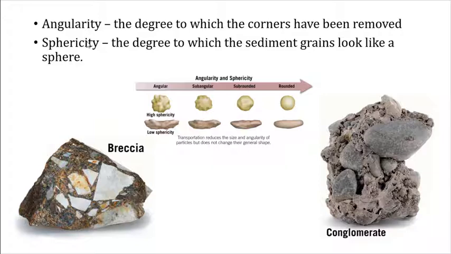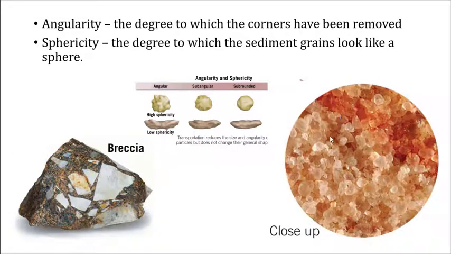Okay, and so that is the degree to which the corners have been removed, right? Because if you have something in an environment, the first thing that happens is these corners get rounded over, right? And so you could have something that is very, very angular, has a lot of corners on it, or maybe subangular, sub-rounded, or rounded.